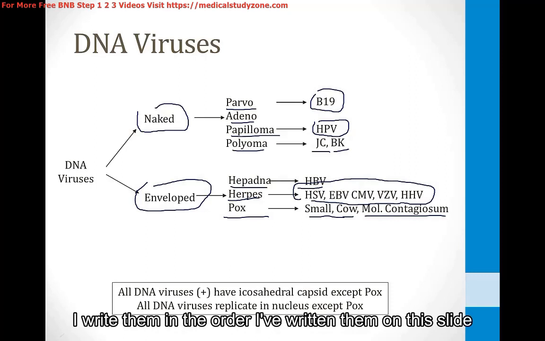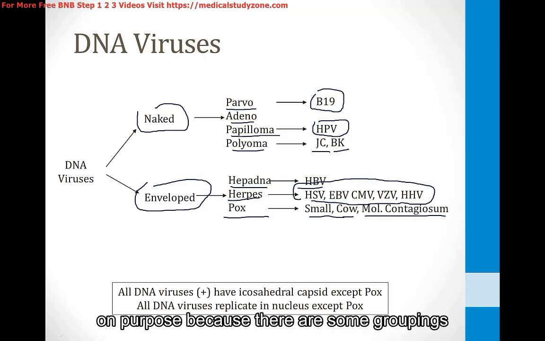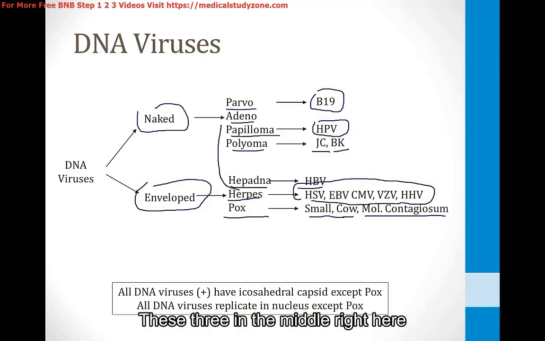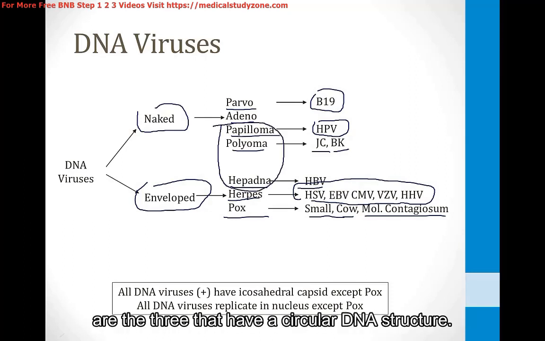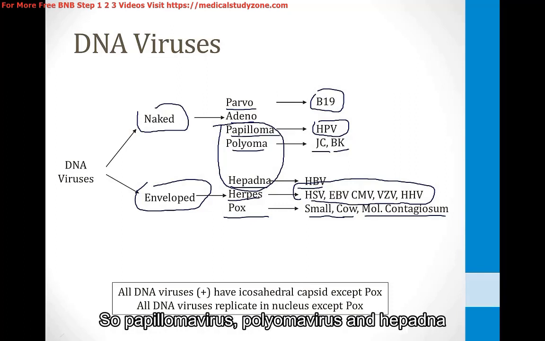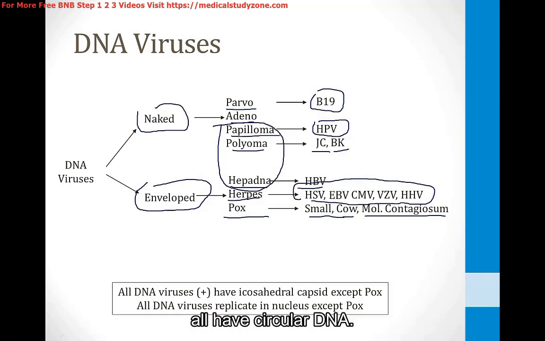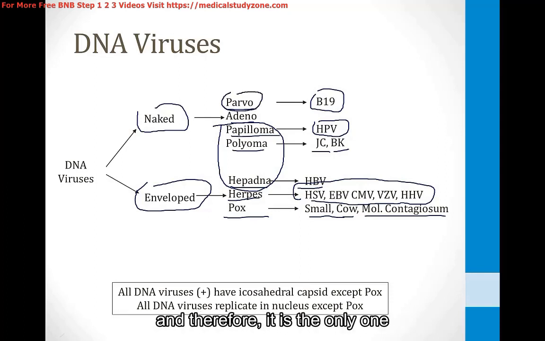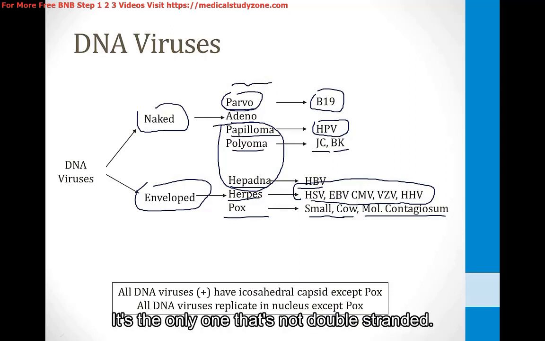Now, I write them in the order I've written them on this slide on purpose because there are some groupings that will help you remember things about these viruses. These 3 in the middle right here are the 3 that have a circular DNA structure. So papillomavirus, polyomavirus, and hepadna all have circular DNA. Parvovirus is the smallest of these viruses, and therefore it is the only one that has a single strand of DNA. It's the only one that's not double-stranded.